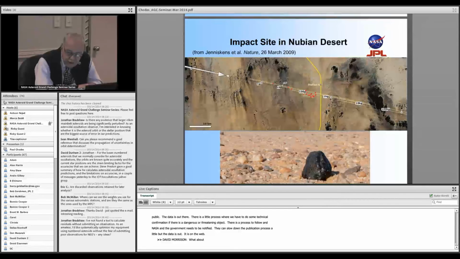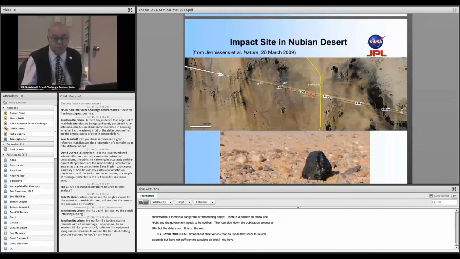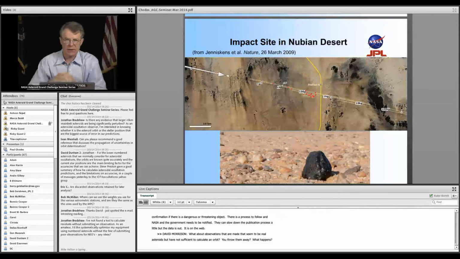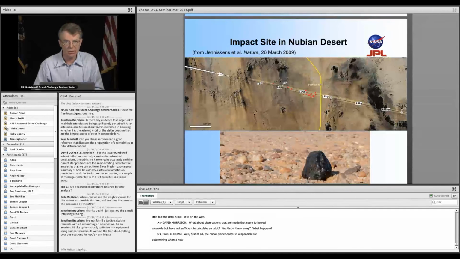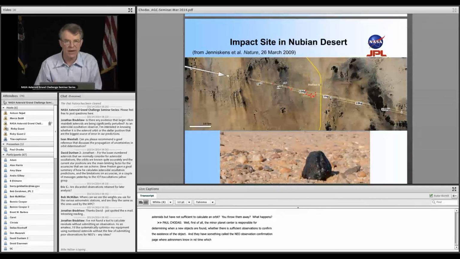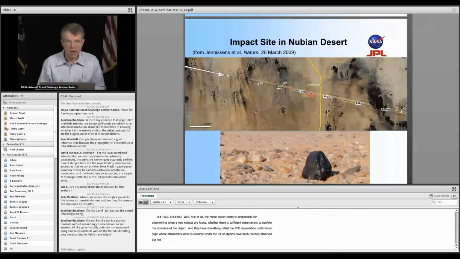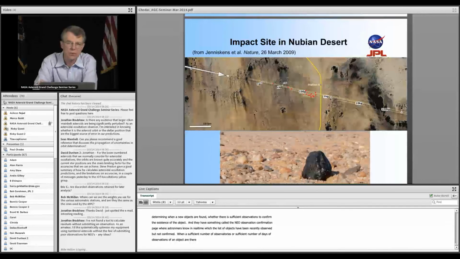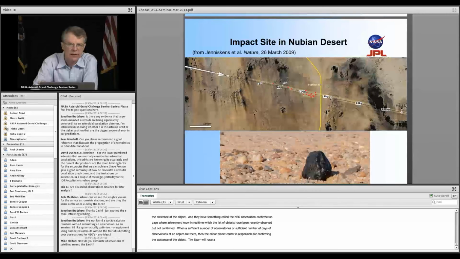What about observations that are made that seem to be real asteroids but are not sufficient to calculate an orbit? Do you throw them away? What happens? Well, first of all, the Minor Planet Center is responsible for determining, when new objects are found, whether there are sufficient observations to confirm the existence of the object. And they have something called the NEO confirmation page, where astronomers know in essentially real time the list of objects which have been recently observed and are not yet confirmed. They can go out and look in the sky themselves for these objects. When a sufficient number of observatories or sufficient number of days of observations of an object are there, then the Minor Planet Center is responsible for confirming the existence of the object. Tim Spahr will have a talk later in the series on that, and that's a good question for him.